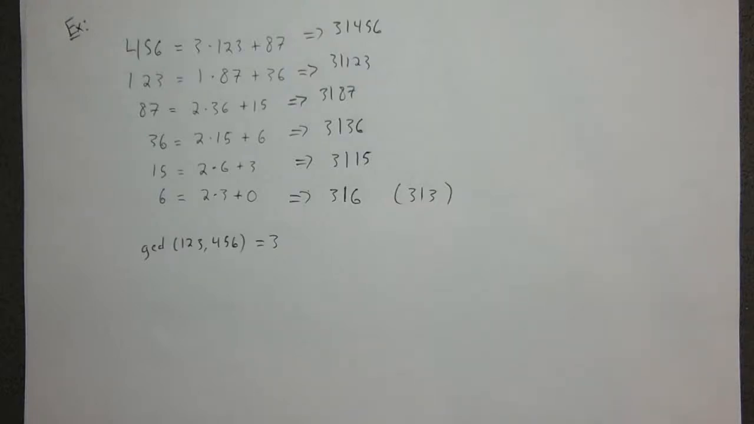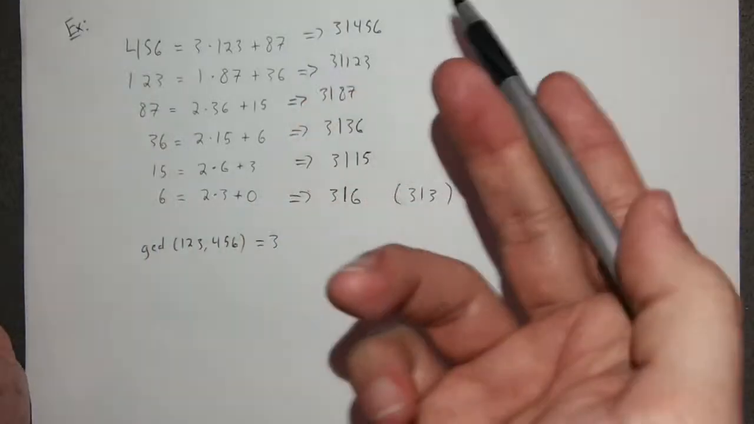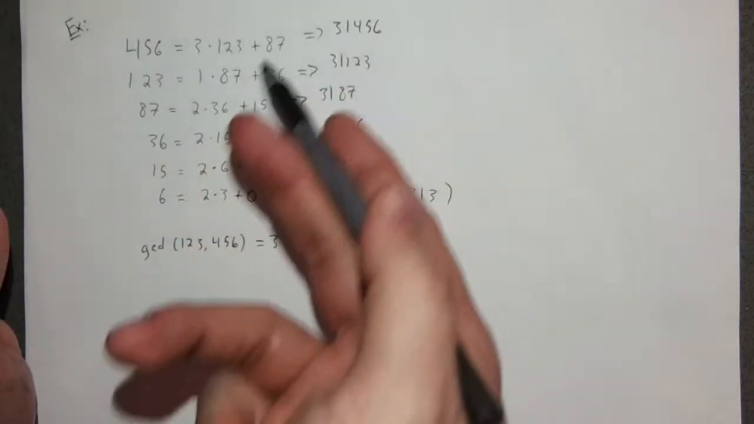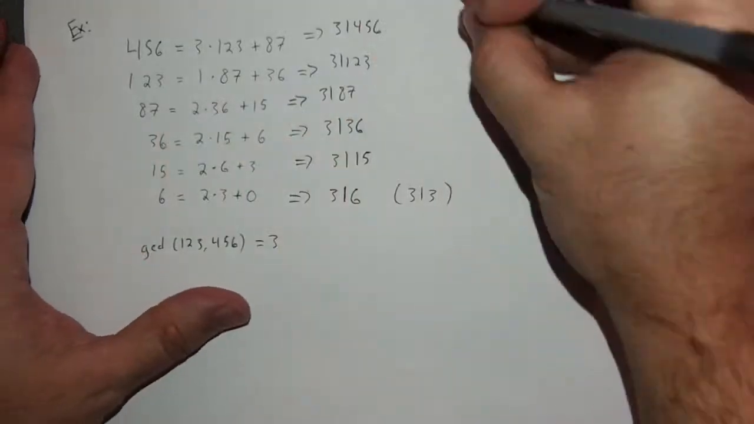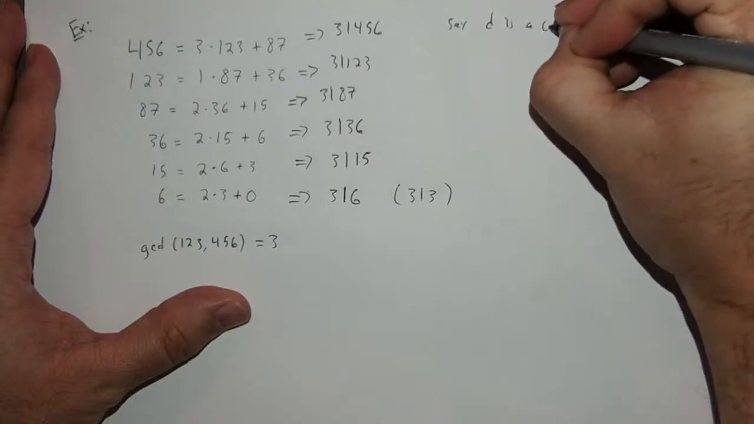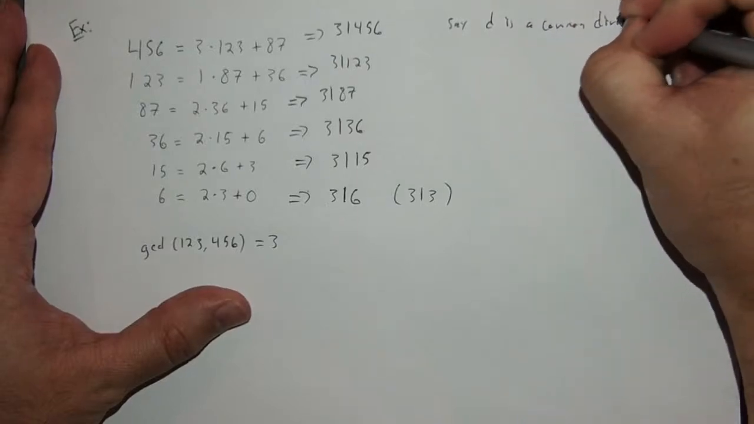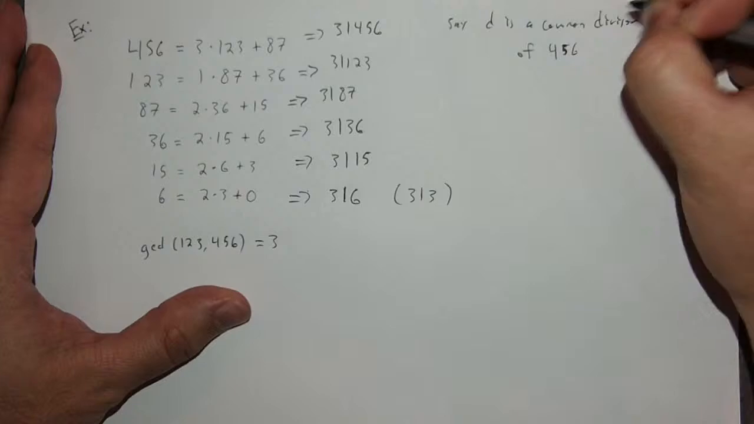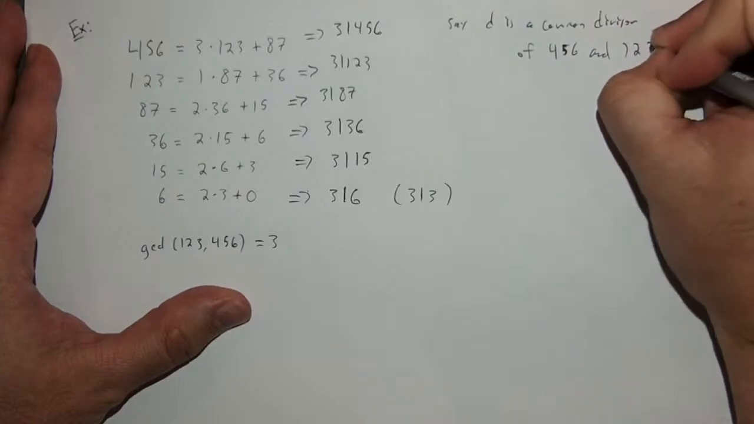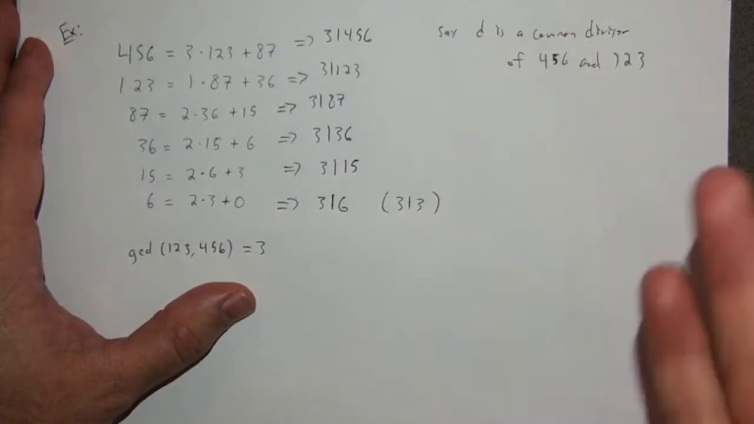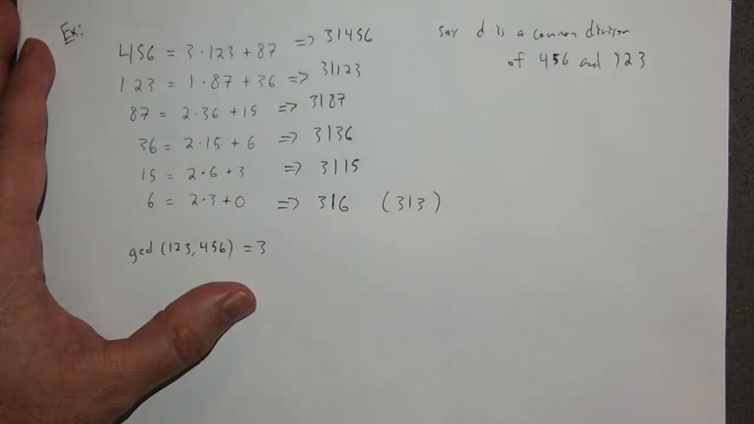Well, what I can do is say, if I have a common divisor of 123 and 456, right? Then, for instance, say D is a common divisor of 456 and 123. If it divides both of them, then clearly it divides any linear combination of the two.